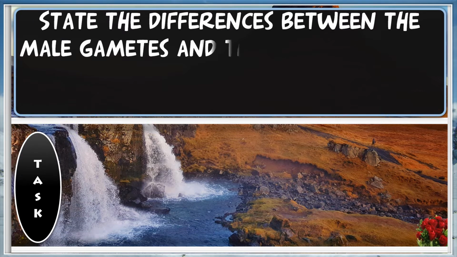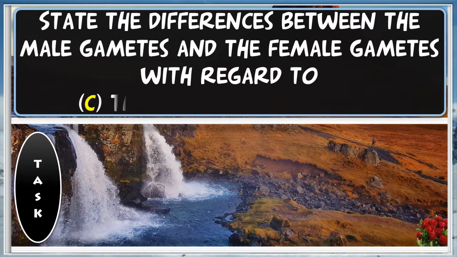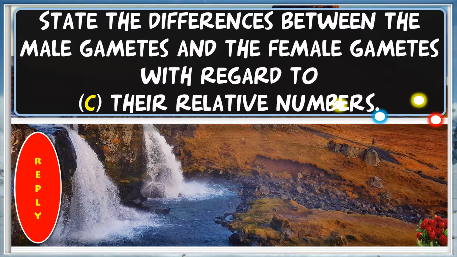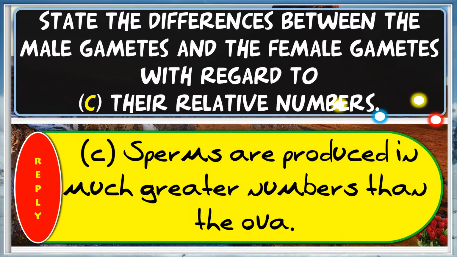State the difference between the male gamete and the female gametes with regard to their relative numbers. Sperms are produced in much greater numbers than the ova.